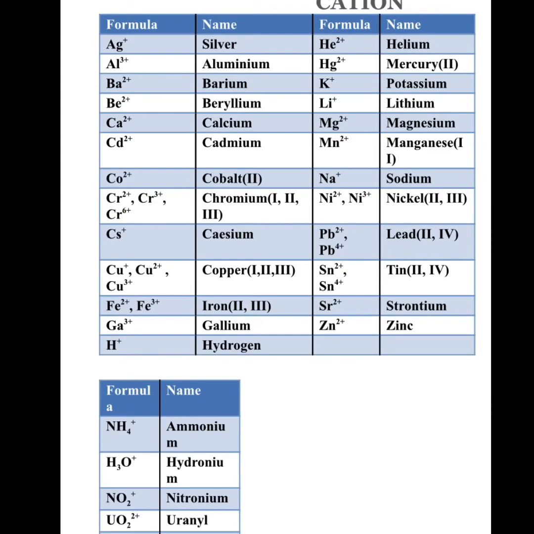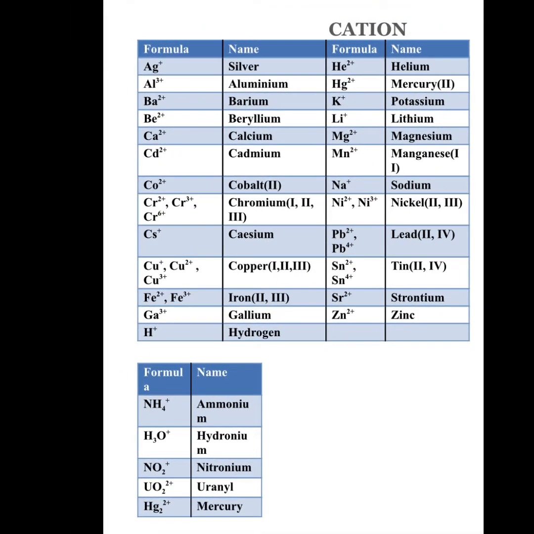Now look at the table. This table is for cations: silver Ag+, aluminium Al3+, helium He2+, potassium K+, lithium Li+, magnesium Mg2+, sodium Na+, zinc Zn2+, ammonium NH4+.